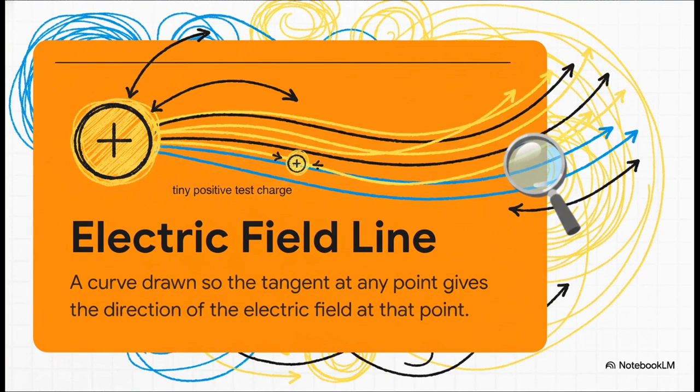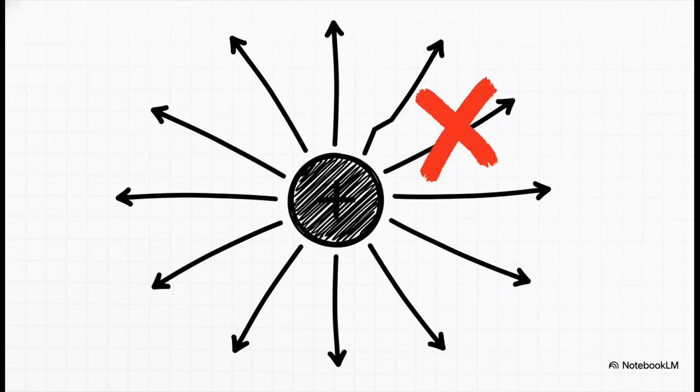Now, these aren't real lines you could go out and touch. They're imaginary, but they are so useful. If you imagine dropping a tiny little positive charge into the field, the path it would follow, that's exactly what a field line shows us. It's a map of the direction of the force at any point in space. Now, these imaginary map lines, they have to follow a few simple rules.